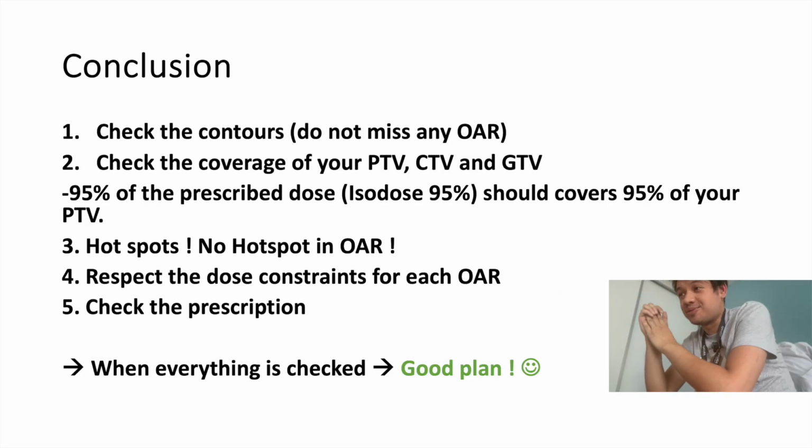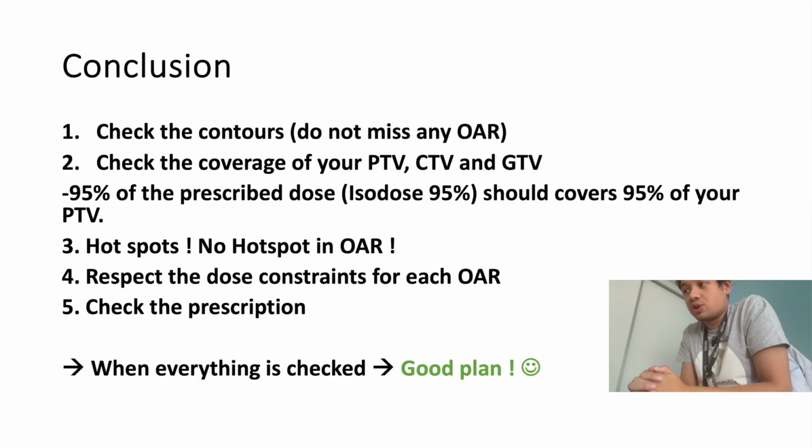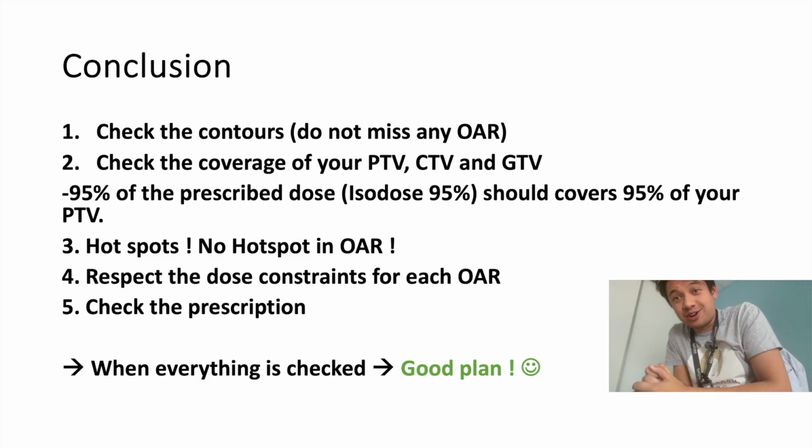Take-home messages: so always check your contours. Of course, if you have missed one organ at risk, you cannot say anything about the plan. Check the coverage, like the 95% isodose prescribed dose should cover at least 95% of your PTV. Hotspots: no hotspot outside the PTV, no hotspot in an organ at risk. Always respect the dose constraints for each organ at risk, and check your prescription. When everything is checked, you have a good plan.